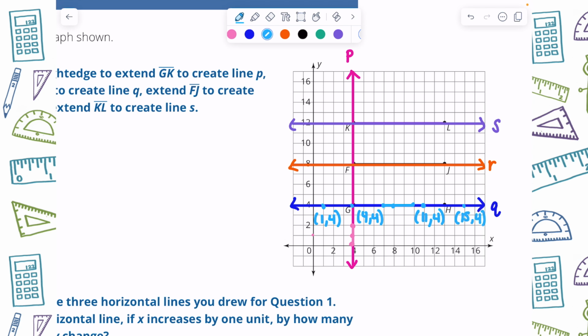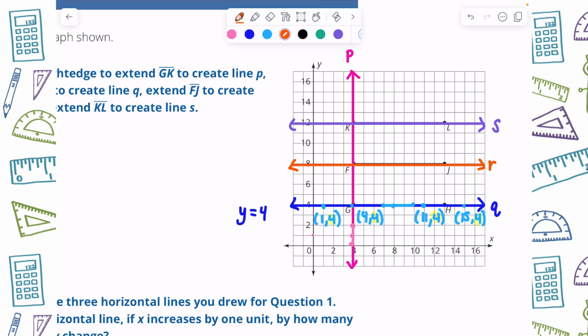What do you notice about all those points? What do all those points have in common? Hopefully you can see that they all have a y value of 4. So that means the equation of this horizontal line is y equals 4. That's going to be the case for all horizontal lines. All horizontal lines are going to be y equals a number.